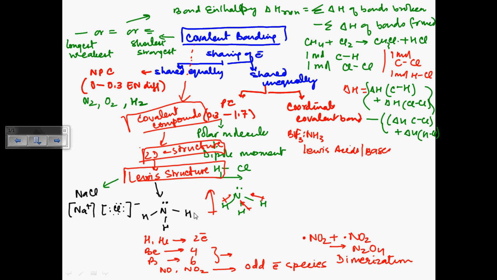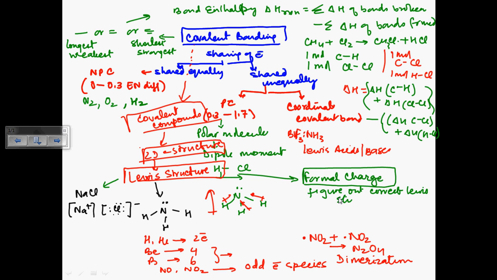And dealing with Lewis structure, we have another concept which we call formal charge. What is the purpose of formal charge? First of all, formal charge is an imaginary charge. It's not a real charge, it's an imaginary charge. And the purpose of formal charge is to figure out correct Lewis structure. How do you figure out correct Lewis structure using formal charge?